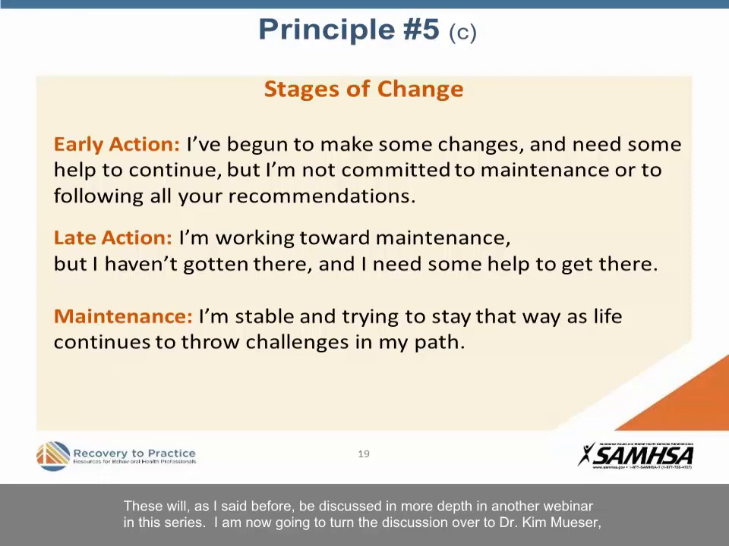I'm now going to turn the discussion over to Dr. Muser, who's going to talk about the importance within these principles of collaborating with natural supports to help the person make progress. Dr. Muser?